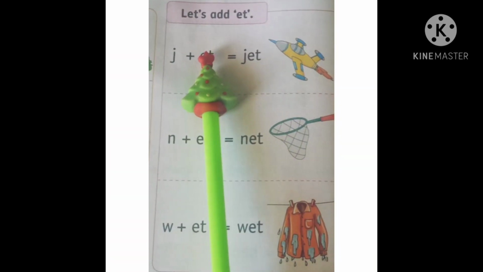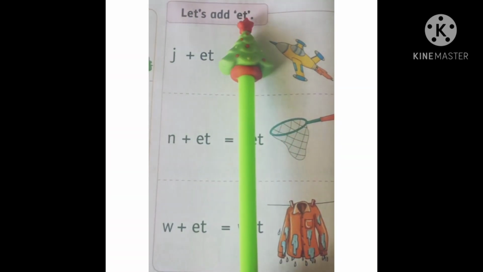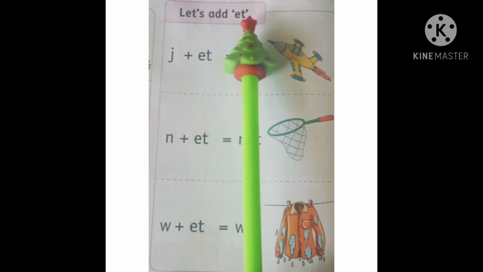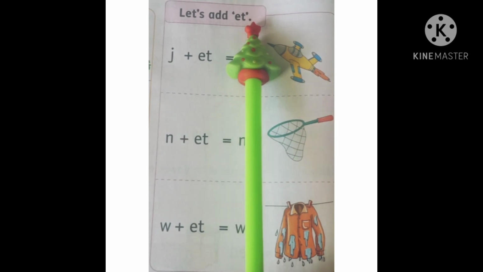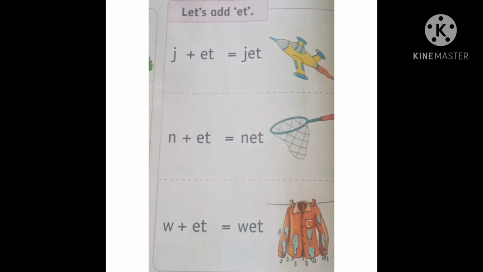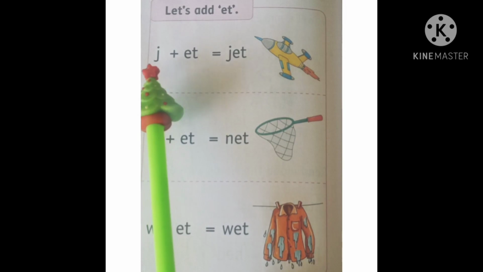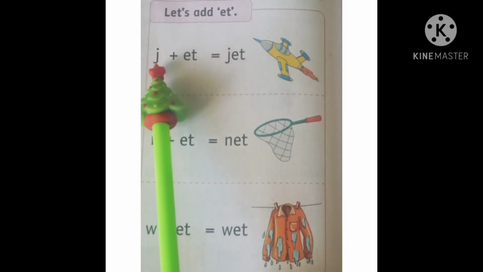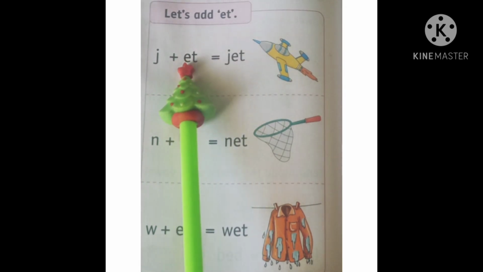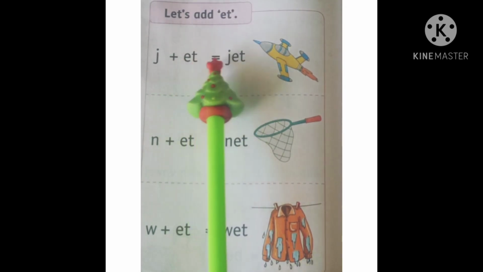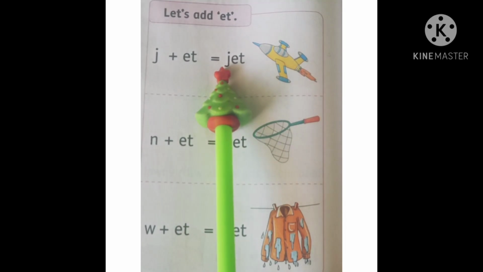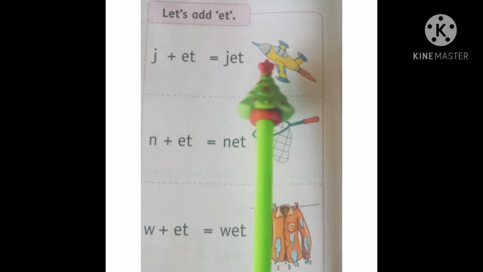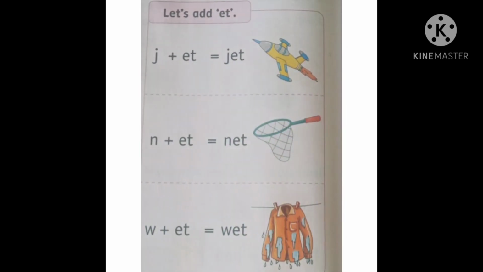In this section, let's add et. E says eh, T says t. Add et to the consonant letters. This is letter J. J says j. Add et. It makes the word j, eh, t, jet. Jet is an aircraft.